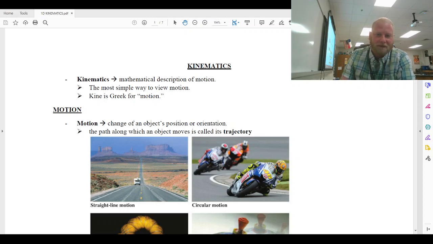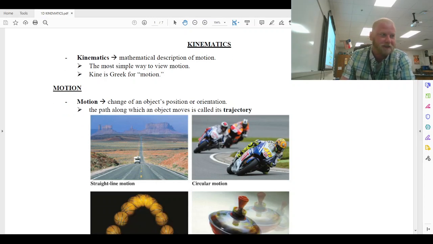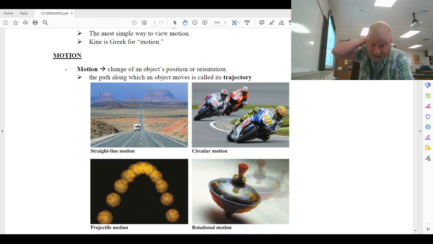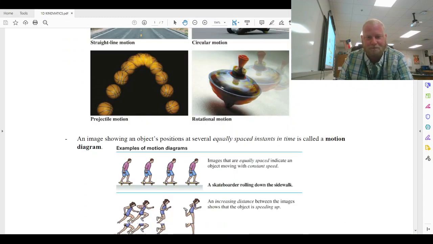Whenever we're talking about motion, we're talking about the change in an object's orientation or position. We'll cover all different types of motion in this class, whether it's translational motion, an object moving from point A to point B, or rotational motion, an object rotating in a circle. The path that it follows is what we call a trajectory. So just get used to that term. We're going to throw that out there a lot.